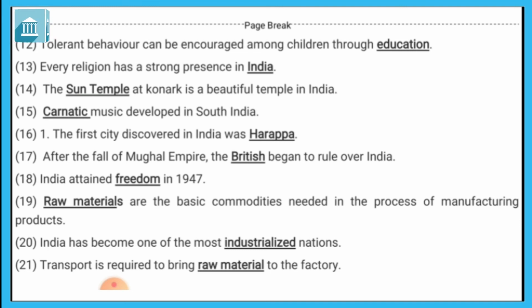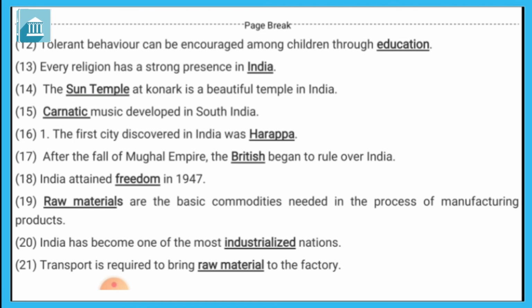16. The first city discovered in India was Harappa. Bhimbetka is the place where human existence was first found, and Harappa is the first city which was discovered in India. So this is the ancient time, Harappa.